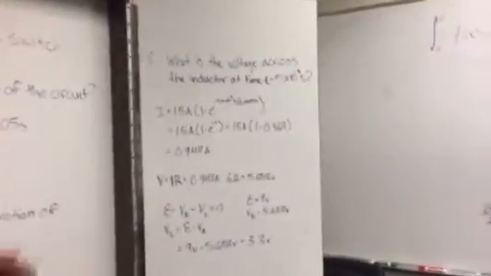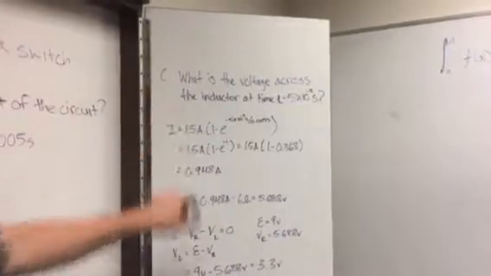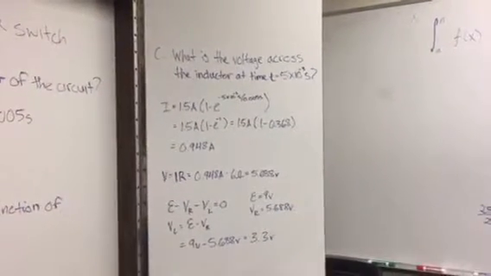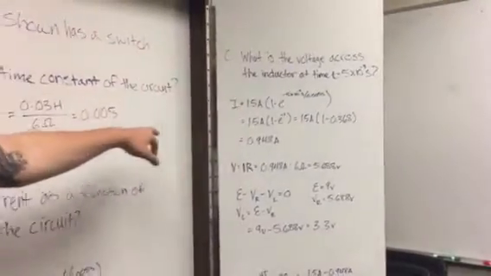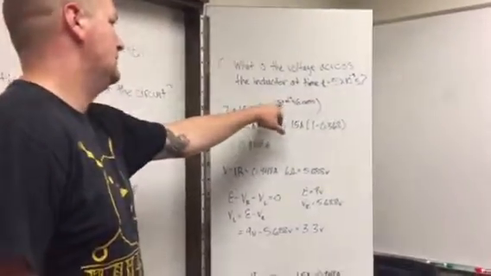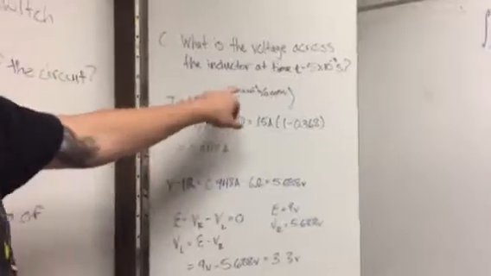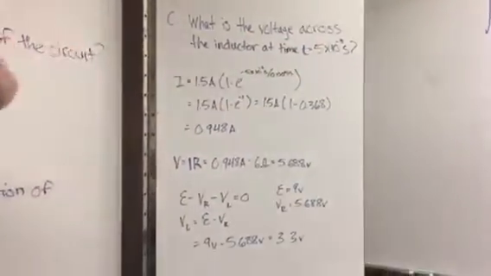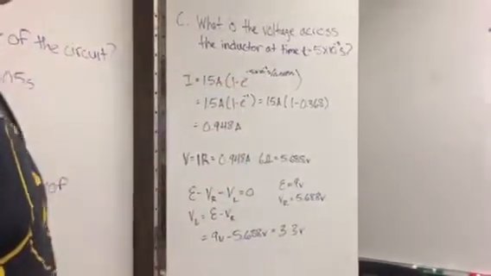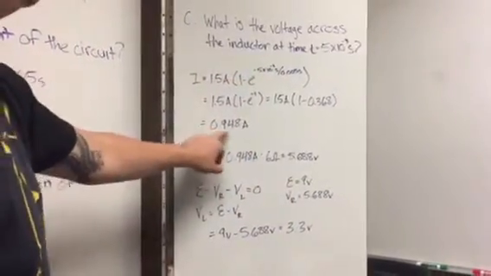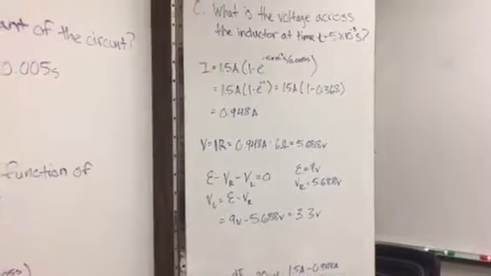And then finally we want to find what is the voltage across the inductor at time 5 times 10 to the negative 3 seconds. So first you find the current going through. The current is going to be 1.5 times 1 minus e to the minus 5 times 10 to the negative 3 over 0.005. So that gives you 0.948 amps.